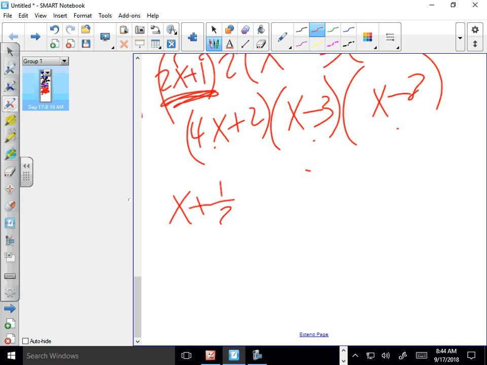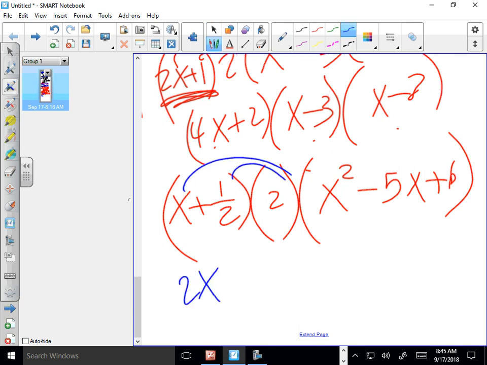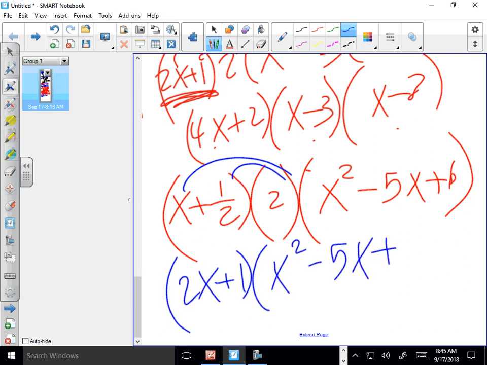X plus 1/2 times 2 times x squared minus 5x plus 6. Now, if we distribute this, we end up with 2x plus 1, just like we started with. But a lot of people forget this, that they should be using this times that common factor, and they end up slapping this thing on in front of what they just got, and then if we FOIL it out, we don't get back to the original. This is a common issue on the quiz next week.